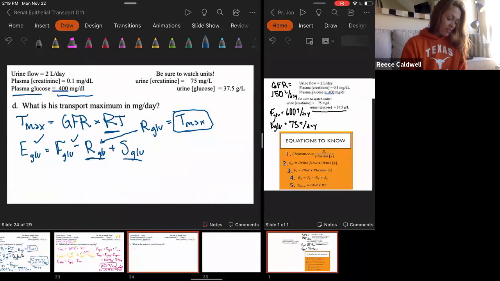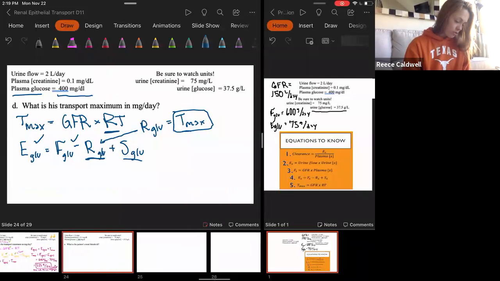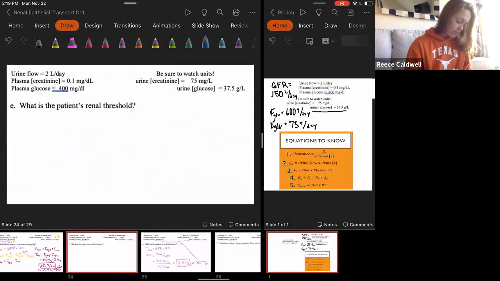All right. So now we're solving for renal threshold. Why isn't it showing words when there should not be words?